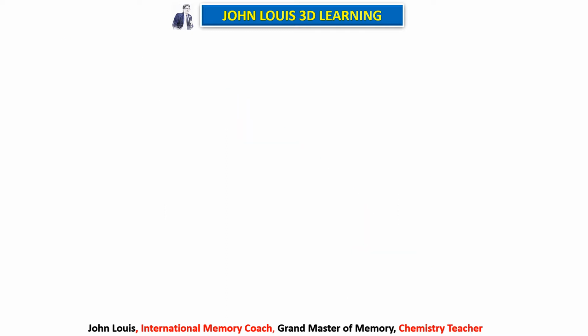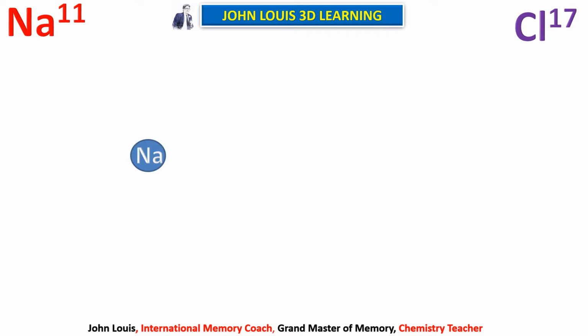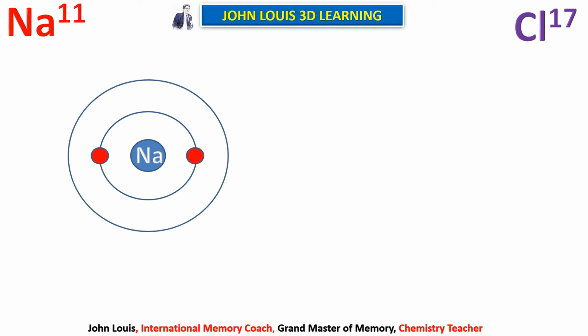Now let us take sodium from alkali metals and chlorine from halogens. Sodium has atomic number 11, that means 11 electrons in it. This is the nucleus of sodium. It has 11 protons and some neutrons. And how are these 11 electrons placed in the sodium atom? The first orbit has 2 electrons, so 1 and 2 electrons are filled in the first orbit, and 8 electrons maximum can be filled in the second orbit. So 1, 2, 3, 4, 5, 6, 7 and 8.